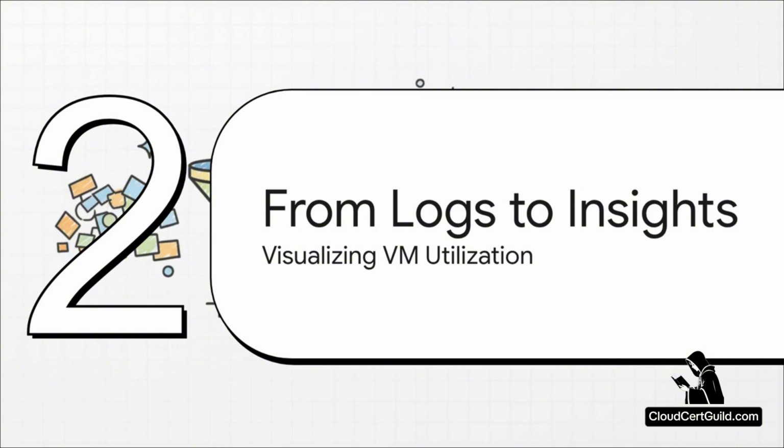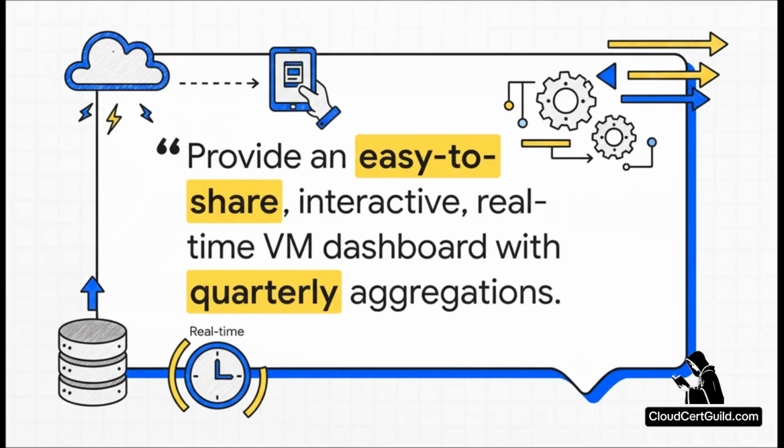All right, our first case study. This is a classic. Imagine your team is running a bunch of virtual machines, and leadership comes to you and asks for a simple way to see how they're all performing, at a glance. Let's break down what they're really asking for. So let's pull out the keywords here. Easy to share, interactive, real-time, and this is a big one. It needs to handle information aggregated on a quarterly basis. That last part, that's a huge clue that's going to guide our whole architecture.